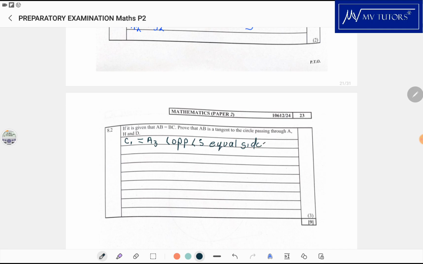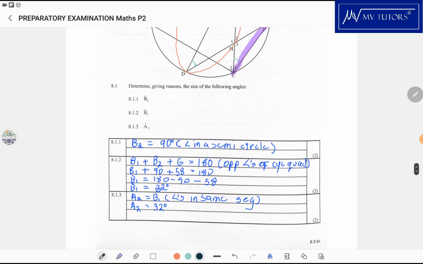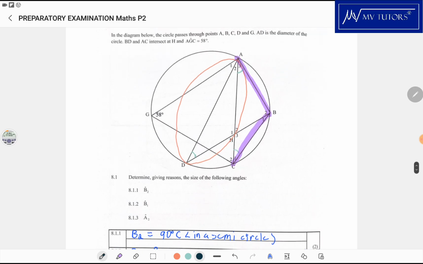Opposite angles equal sides. That's the real reason. Or angles opposite equal sides. You can also say that. Okay, that's the first thing we said when we're talking about this, that C1 is equal to A3. The next thing we said was that C1 is also equal to D.